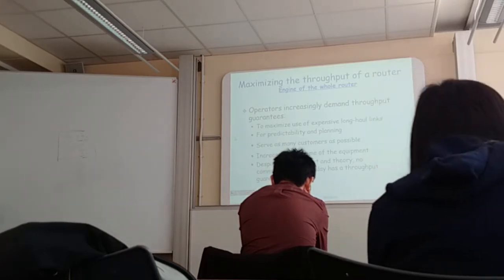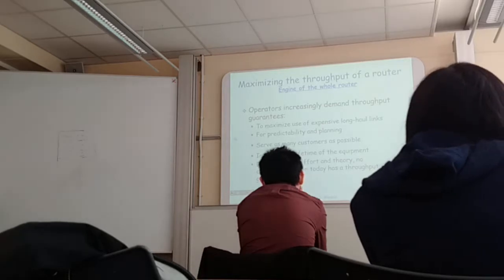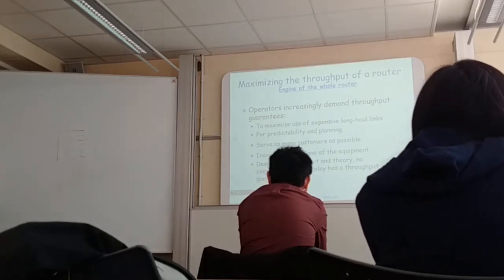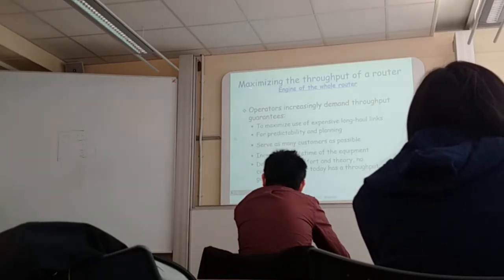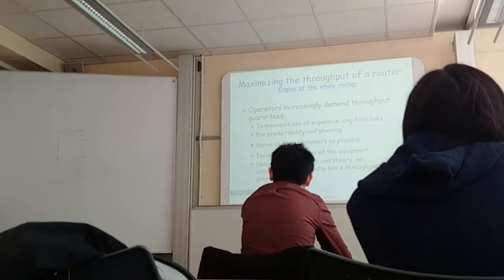Now, having looked at the main component in the router, especially memory access time and bandwidth, we wanted to see what is needed in order to maximize the throughput of a router, because the throughput is extremely important. It's the capacity, how much data per unit of time the router could deliver for you, and that's the throughput. Okay? So why do we talk about throughput?